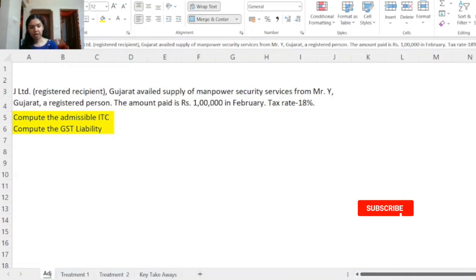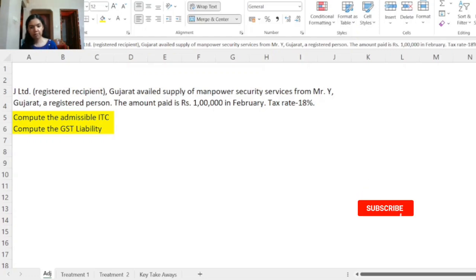So first we'll have to understand the transaction. In this case, J Limited is a registered recipient from Gujarat and it availed manpower security services from Mr. Y, who is also from Gujarat and who is also a registered person. So both are registered person here. And the amount paid is rupees 1 lakh in February and the GST rate is 18%.